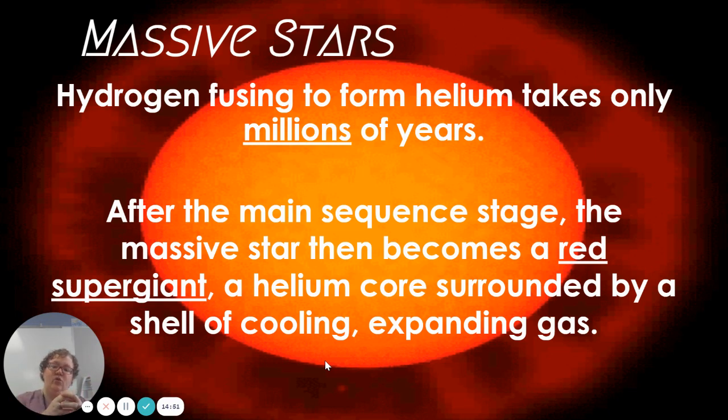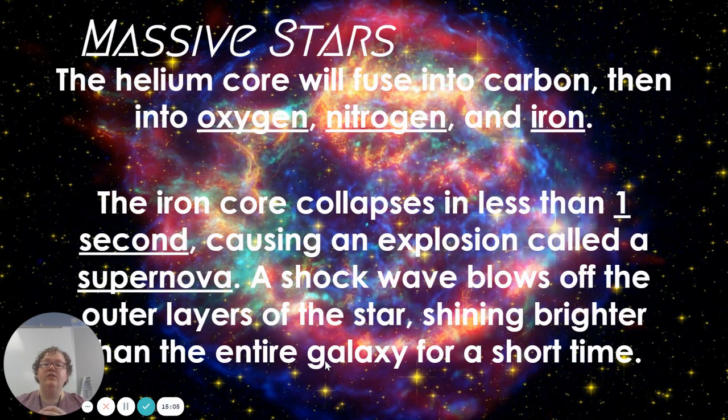That helium that's left in the core is going to continue to fuse to make heavier and heavier elements, and then that star is going to expand and start to cool, similar to what the red giant was doing for small stars. The helium core is going to fuse into carbon. Once it makes carbon, then it's going to make oxygen and nitrogen and iron. Those later elements are only going to be created in the most massive stars. So remember, the bigger the star, the heavier the elements it creates. That's why small stars only go up to carbon, because carbon's not a very heavy element.